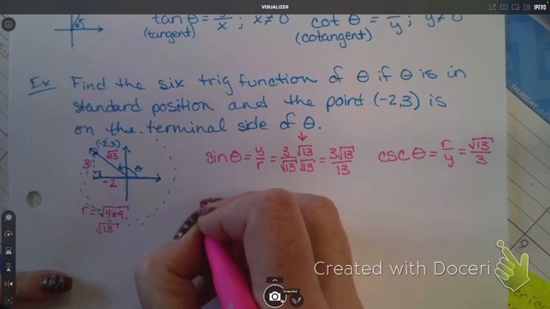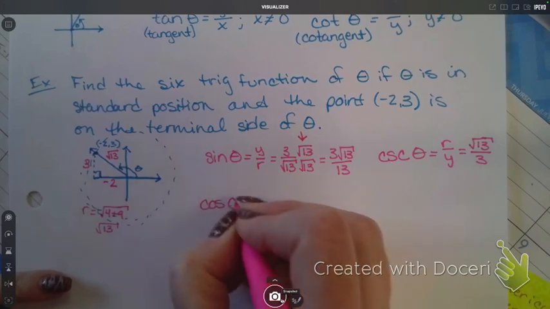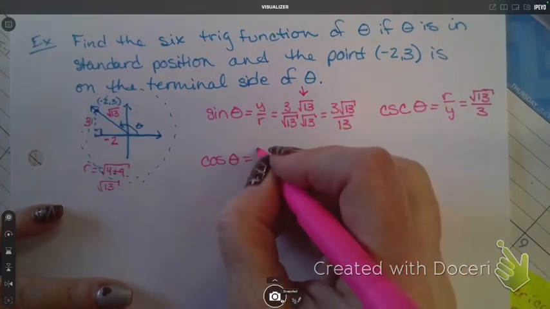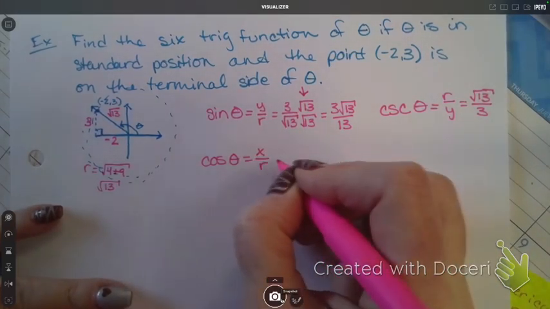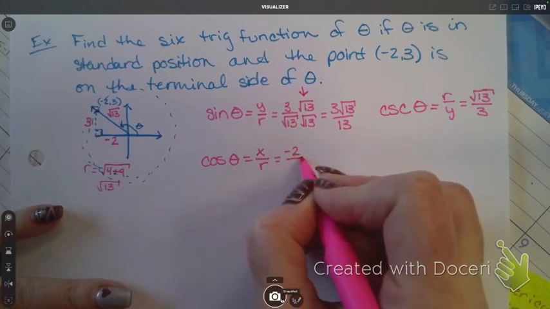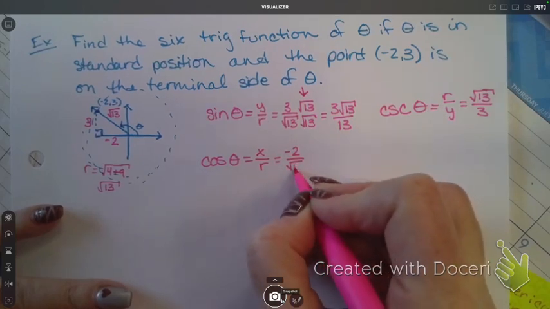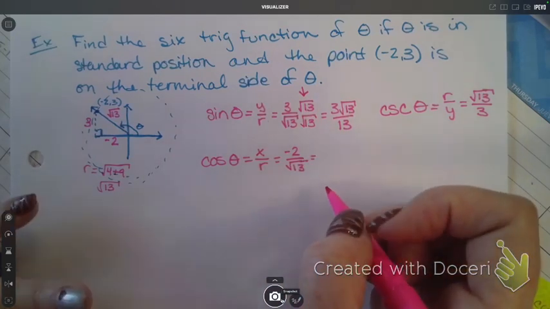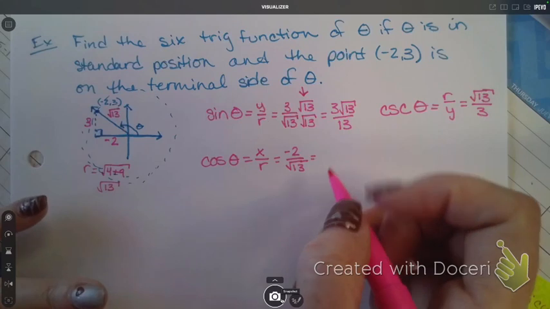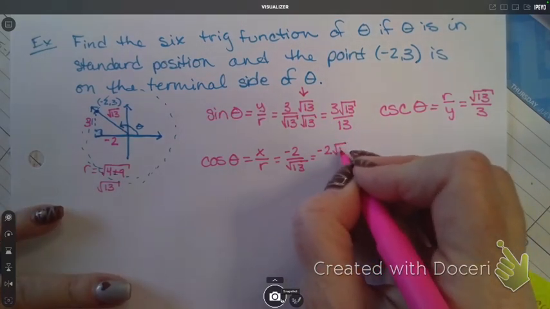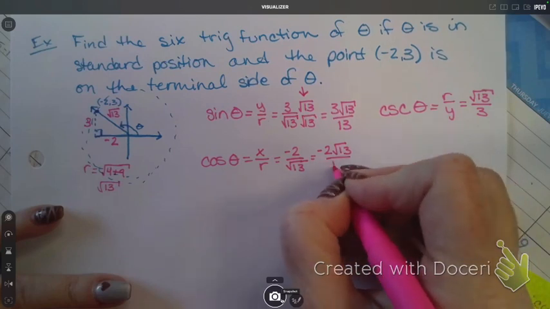So cosine is what over what? X over R. X is -2, and R is square root of 13. Do I have to show the rationalizing, or can I just go -2 square root of 13 over 13? We can jump. -2 square root of 13 over 13.